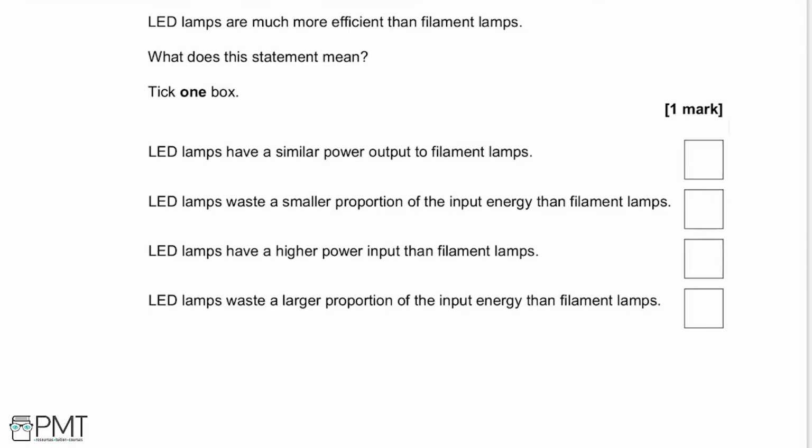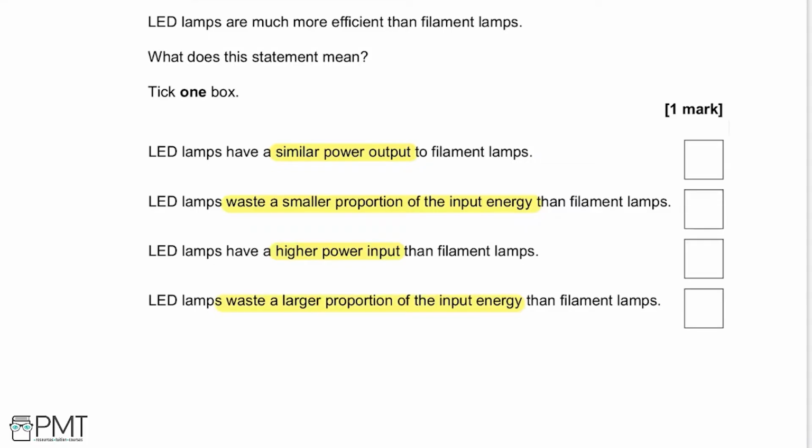The final part of this question is another multiple choice question. LED lamps are much more efficient than filament lamps. What does this statement mean? Tick one box. Our options are: LED lamps have a similar power output to filament lamps. LED lamps waste a smaller proportion of the input energy than filament lamps. LED lamps have a higher power input than filament lamps. Or LED lamps waste a larger proportion of the input energy than filament lamps.